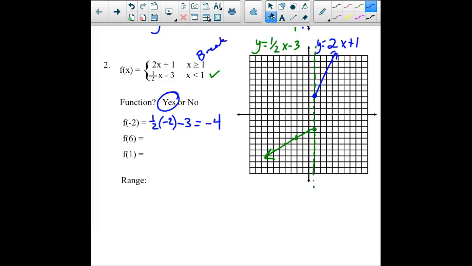Okay. Which function do I use when x is 6? Okay. And if x is 1, that's where my break is, right? So now I have to pick which equation. Which one am I going to use? The top. Okay.